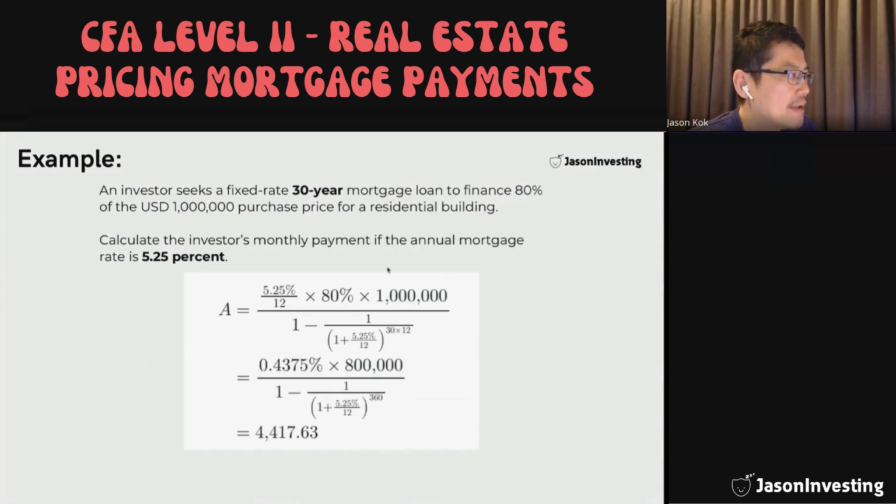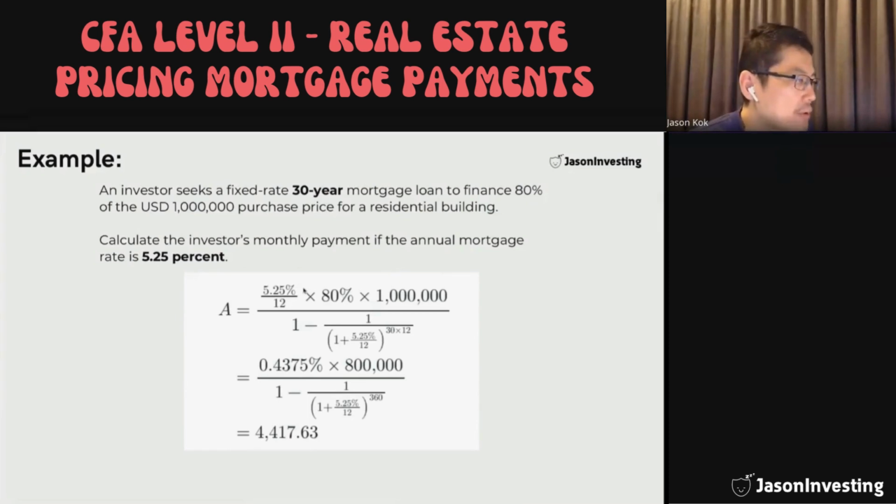Let's look at an example. An investor seeks a fixed rate, 30-year mortgage loan to finance 80% of the $1 million purchase price. So the bank will loan 80% of the $1 million, which would be 800,000. So you are putting down a 20% down payment. Calculate the investor's monthly mortgage payment if the annual mortgage rate is 5.25%.